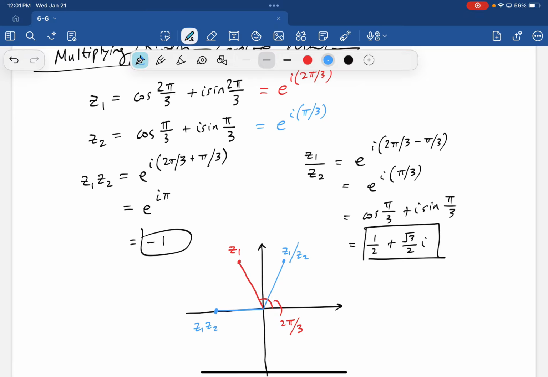Okay, so what you actually notice is that when you multiply by z2, which has an angle of pi over 3, you're actually just rotating the point by pi over 3. So multiplication rotates you by pi over 3 in the counterclockwise direction, whereas division rotates you in the opposite, clockwise direction. And so multiplication by e to the power of I theta corresponds to a rotation by theta. That's quite a pretty fact.